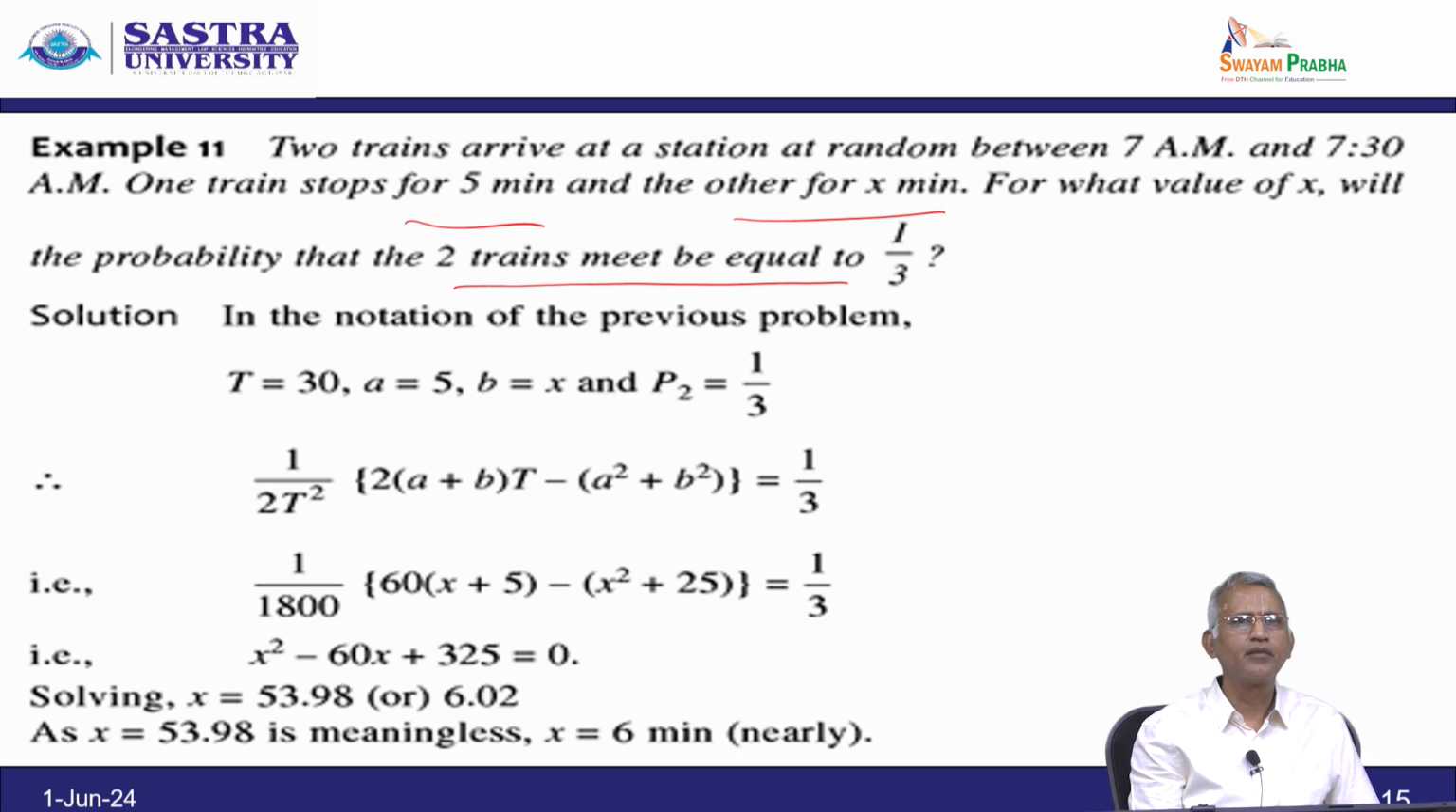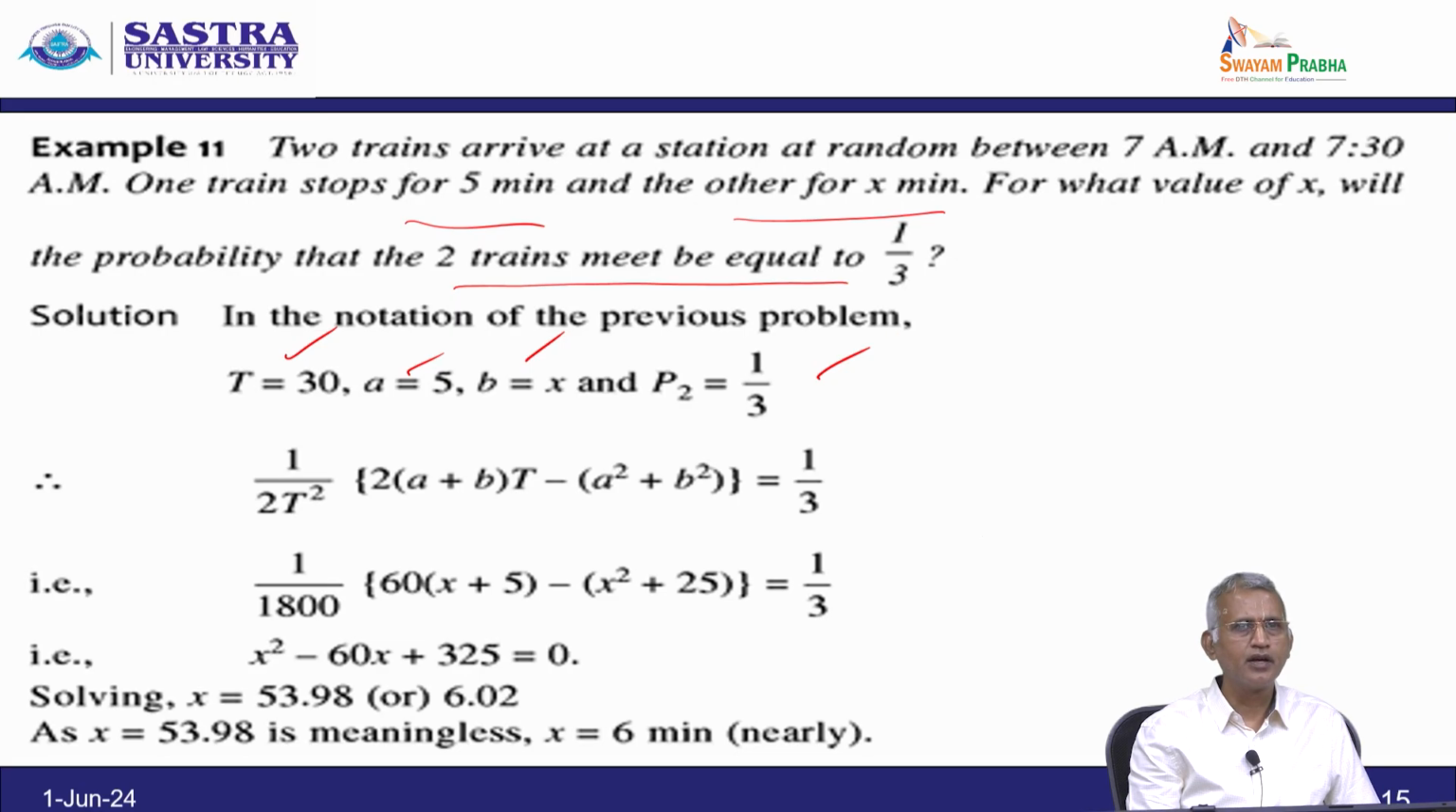According to the previous problem, here t equals 30, a equals 5, b equals x, and P2 equals 1 by 3. Now substitute directly into the formula.